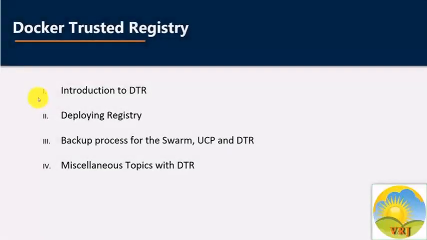Hello everyone and welcome to the 10th module of the Docker course. Till now in this course we have used the Docker Hub as the registry for storing the images. In this section we will deploy our own registry, configure it and access it through a Docker engine. In addition, we will also take a look at the backup process for the Swarm, UCP and the Docker Trusted Registry. We will cover some miscellaneous topics like garbage collection, configuring external certificates with DTR, storage backend, accessing health of DTR and network used.